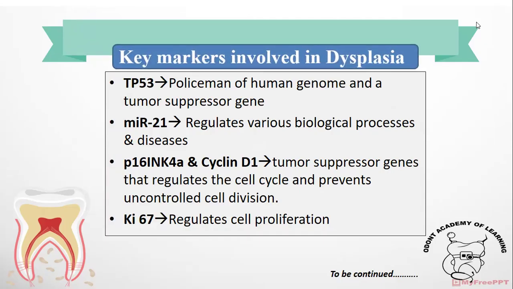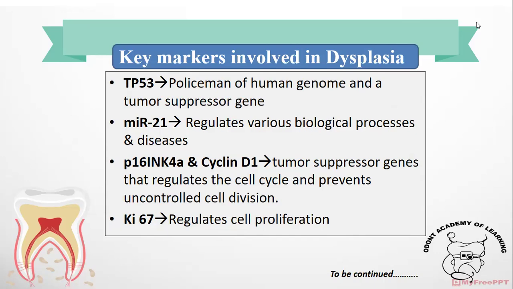So key markers which are involved in dysplasia, the first and the most common marker is your TP53, that is tumor protein 53, which is also called the policeman of the human genome. And this is basically a tumor suppressor gene. In the human body, this protein basically acts to suppress any kind of tumorous activity. And if this gene is mutated, then there will be no suppression of the tumor activity, and that will result in the development of dysplastic changes throughout the body.